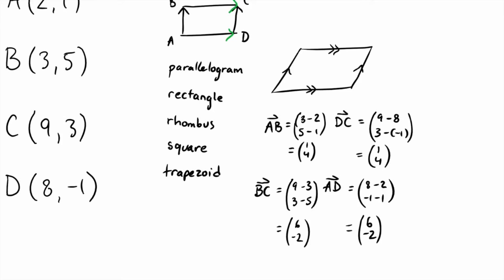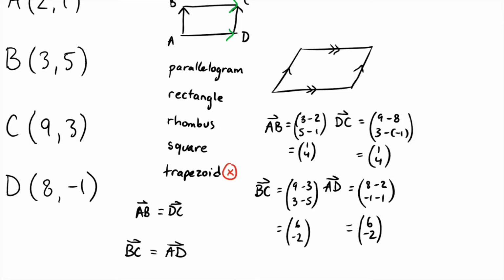So now that I've found these vectors, I can actually look at them and say, if vector AB is the same as DC, and vector BC is the same as AD, I am now able to say with certainty that those 4 points make a parallelogram, but that parallelogram could technically be a rectangle. It could still be a rhombus, it could be a square. It's definitely not a trapezoid, though.